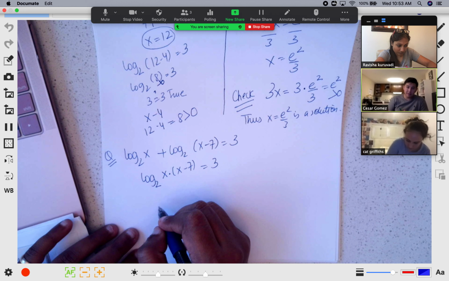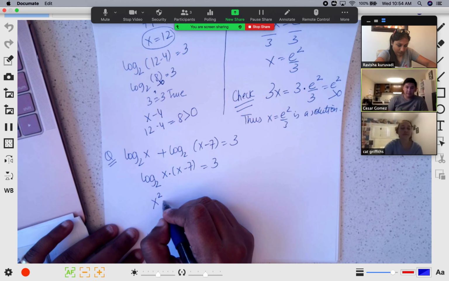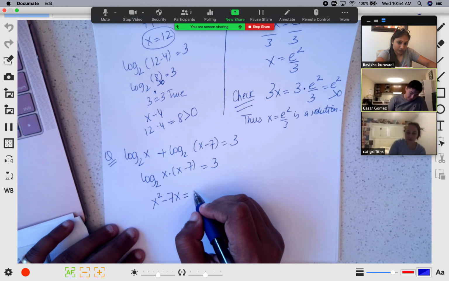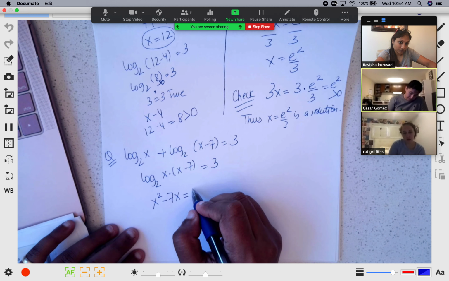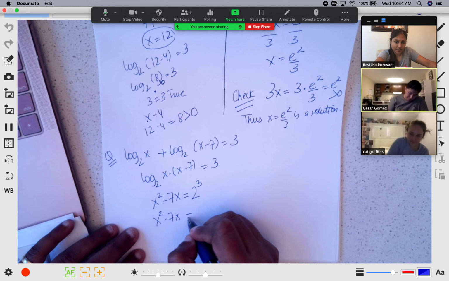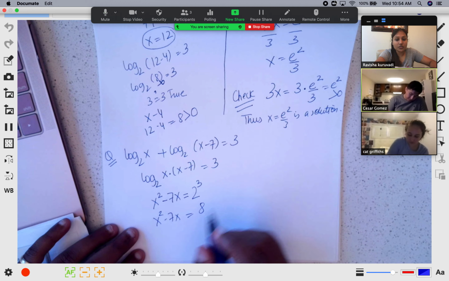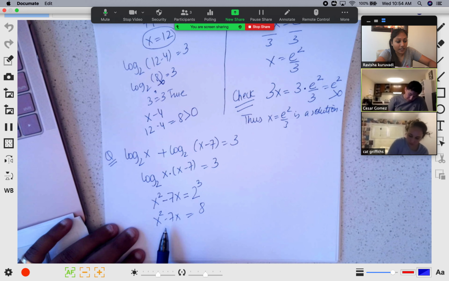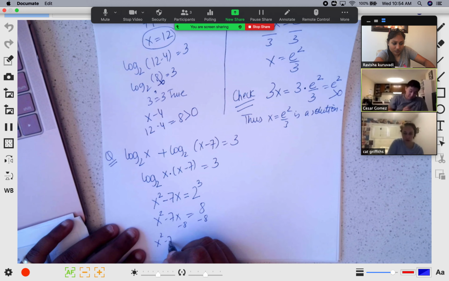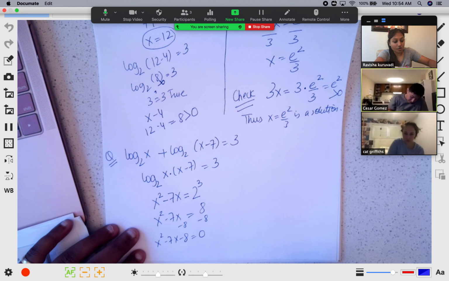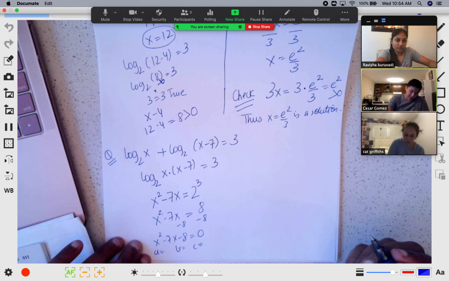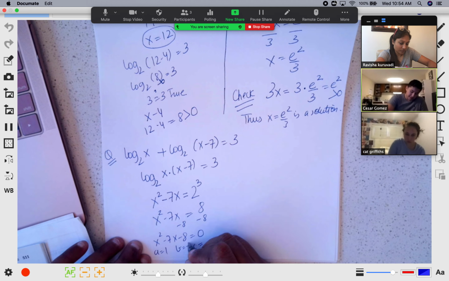x squared minus 7x equals 2 to the power of 3. Perfect, which is x squared minus 7x is equal to 8. In this case, when you are solving problems like this, you have to use quadratic equations. So you have to take everything on one side and put it equal to 0. What's your a, what's your b, and what's your c, Caesar? My a is 1, my b is negative 7, and c is negative 8.